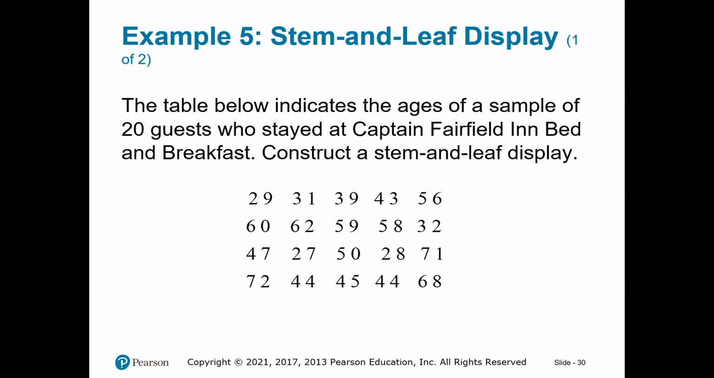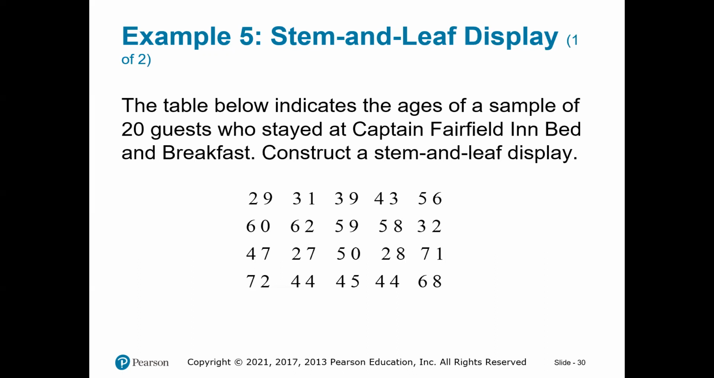Suppose that the table below indicates the ages of a sample of 20 guests who stayed in a certain hotel. It says construct a stem and leaf display. If they don't say anything else, for example, you have one person 29 years old, and 31 years old, and 39 years old, and so forth. All these are 20 people who visited this Captain Fairfield Inn bed and breakfast.